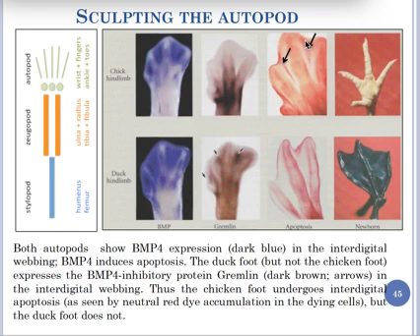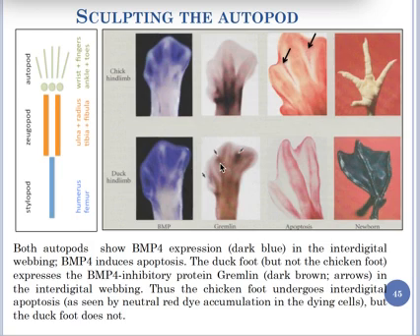These very tiny small red dots represent the death of the cells in the webbing, in the space called the interdigital space. So in the chicken foot we have interdigital apoptosis, but the duck foot does not show any apoptosis. That's why we have this kind of webbing that will remain, because we don't have apoptosis in the webbing between the digits in the case of the duck, but we have it in the case of the chicken.